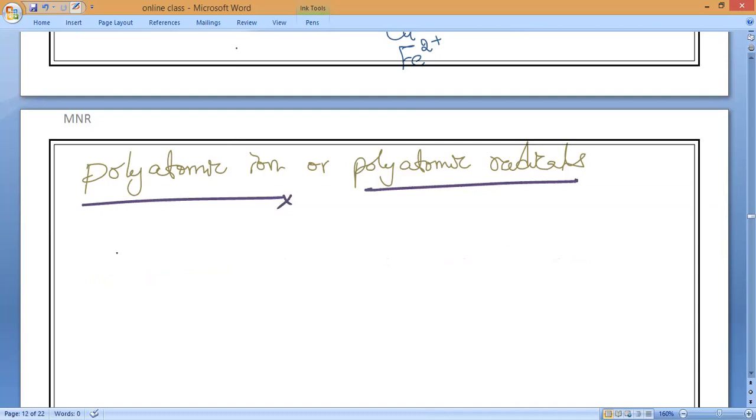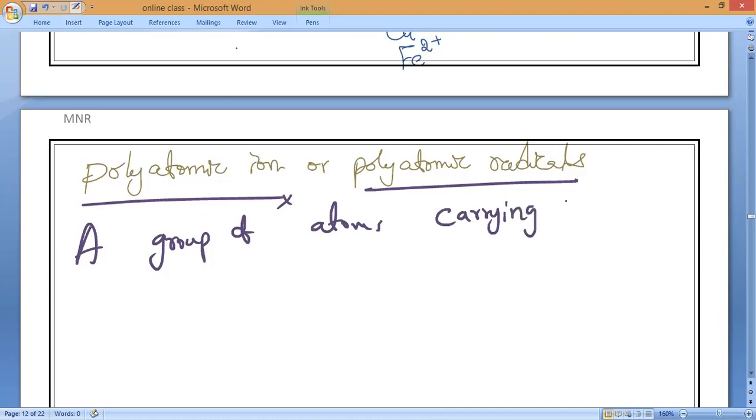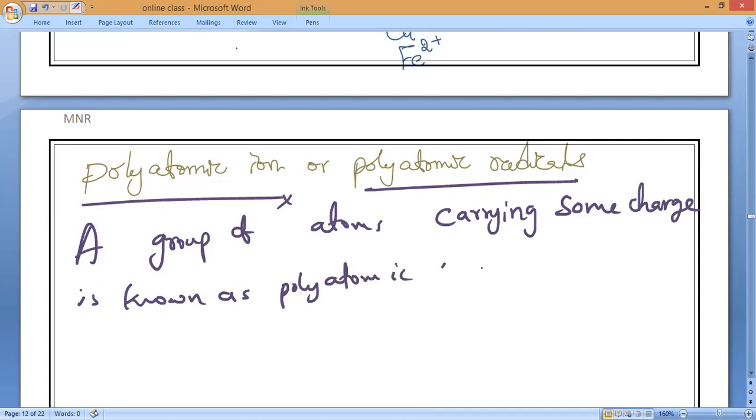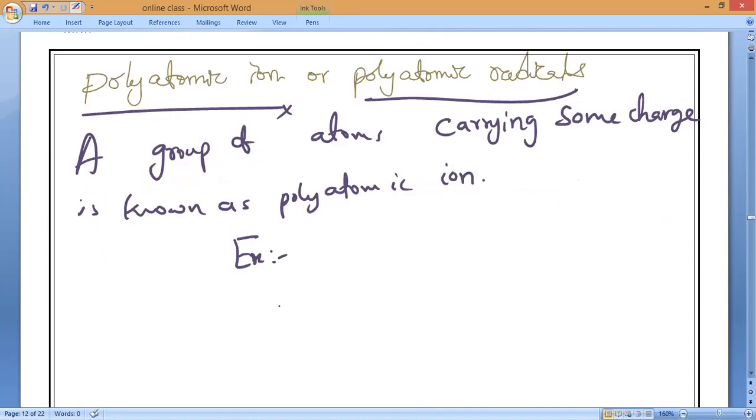First, write the polyatomic ion definition. Polyatomic ion, right? A group of atoms carrying some charge is known as polyatomic ion. Okay, now can you tell me the examples, all of you? Examples I will tell you.